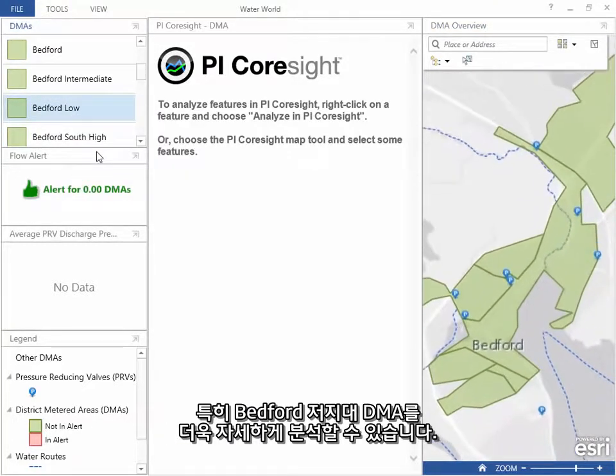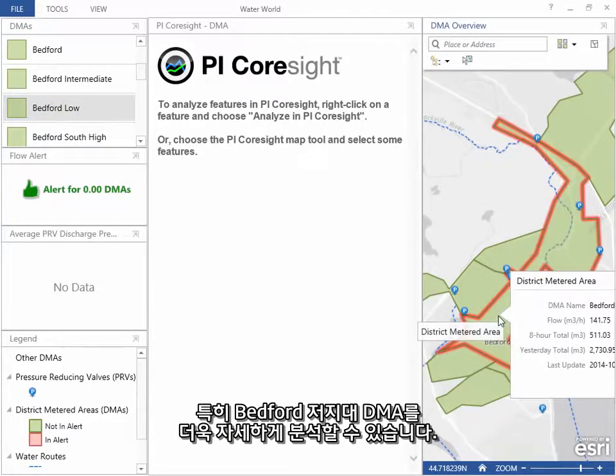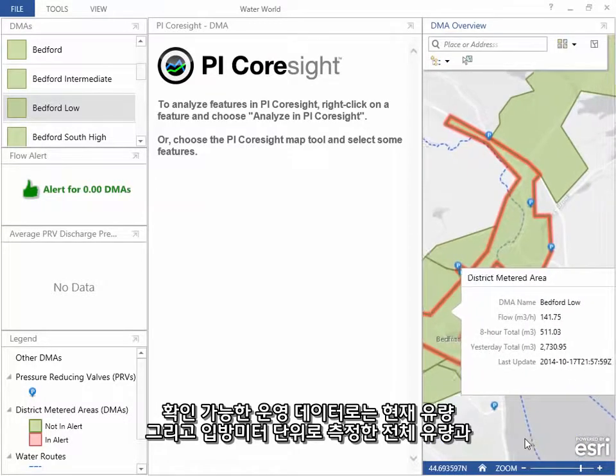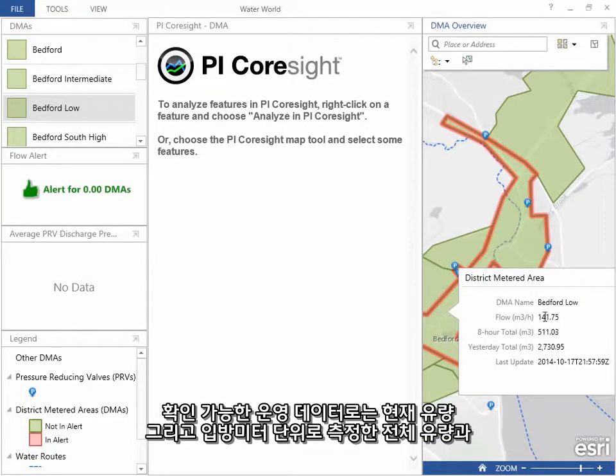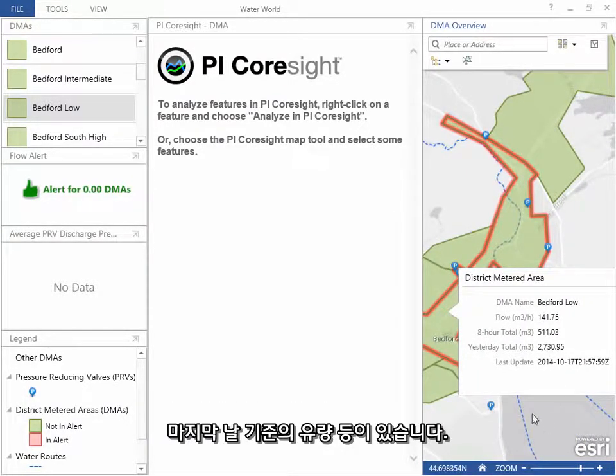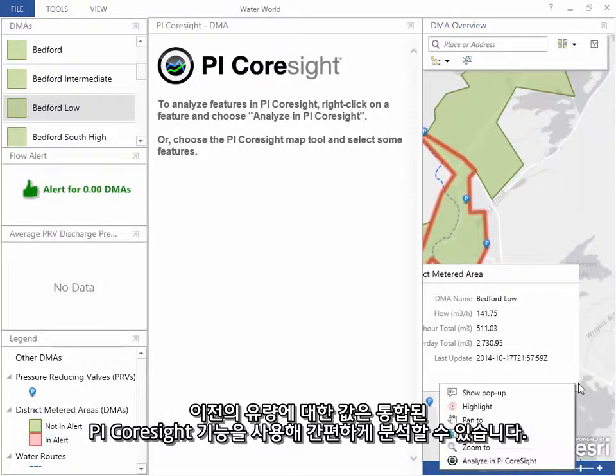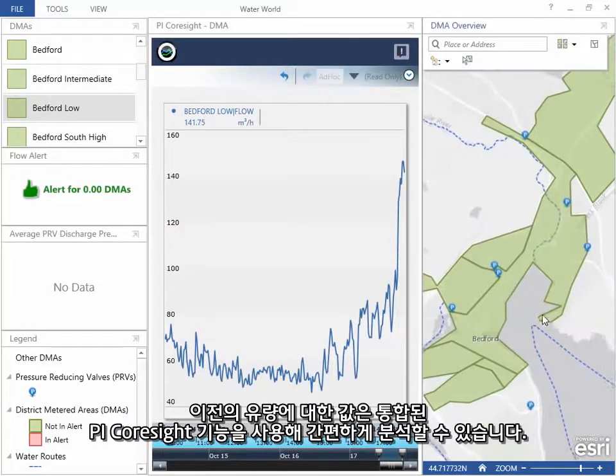The Bedford Low DMA can be analyzed more closely. Its current flow and our total and last day total in cubic meters are examples of operational data that can be checked. Historical values for the flow can be easily analyzed using integrated PyCoreSite functionality.